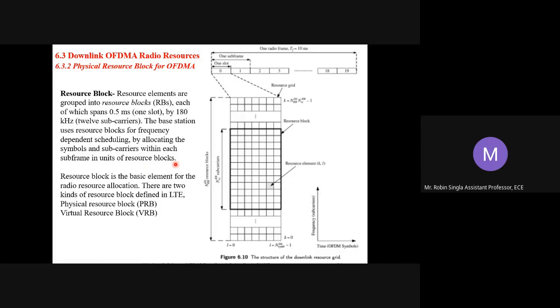So this resource block is used by the base station to allocate symbols and subcarriers to a user within each subframe in units of resource block. The resource block is the basic element for radio resource allocation. There are two kinds of resource block defined in LTE. One is the physical resource block and the second is the virtual resource block.